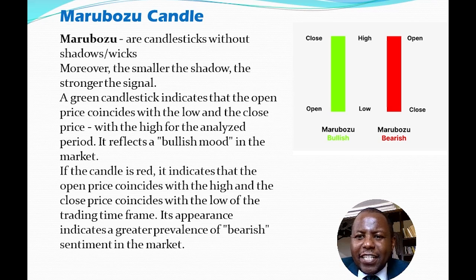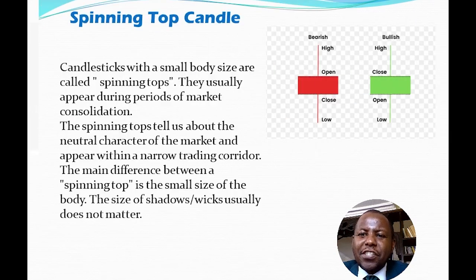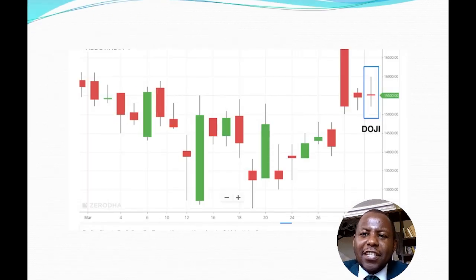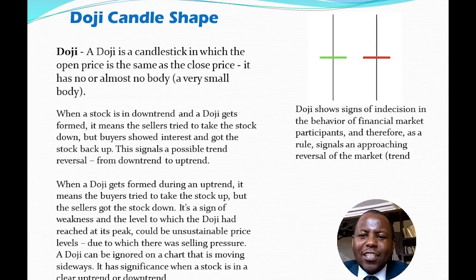Okay, if the candle is red, it indicates the open price coincides with the high and the close price coincides with the low of the trading time frame. Its appearance indicates greater prevalence of bearish sentiment in the market. So this candle is able to tell us something. If we see the spinning top candle that we had talked about, it tells us something. If we see the previous doji candle, it also tells us something. So these candles, depending on the time frame we have chosen, have a particular story to tell.